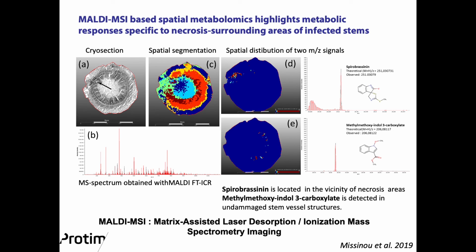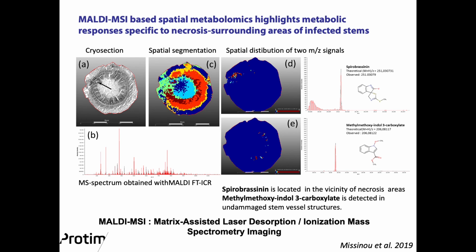MALDI-MSI-based metabolomics allows highlighting metabolic responses that are specific to necrosis surrounding tissues in infected stems. This needs cryosection of the stem, laser excitation of the section after a specific matrix has been applied, and mass spectrometry imaging on all the surface, which allowed spatial segmentation and spatial distribution study of molecules. These molecules are identified through their precise mass over charge ratio.